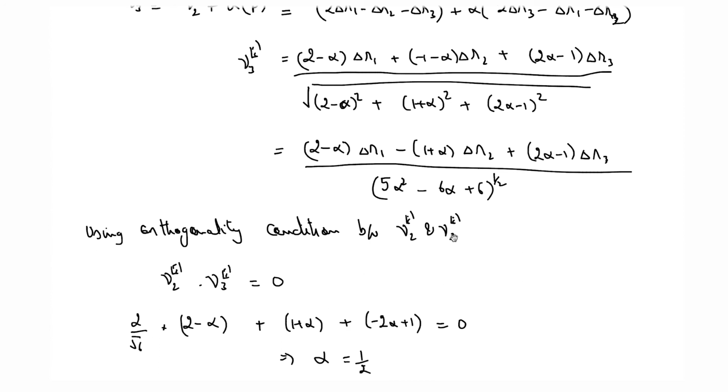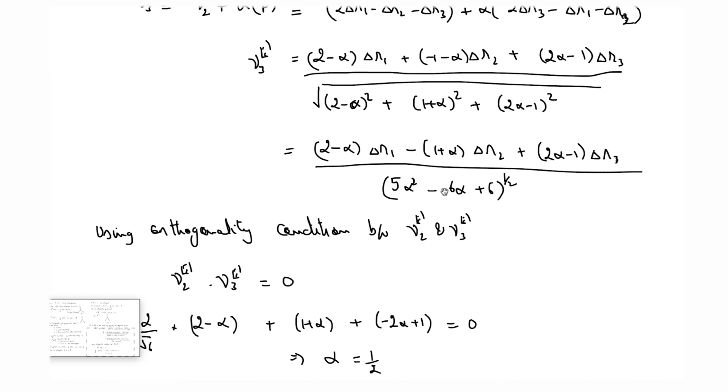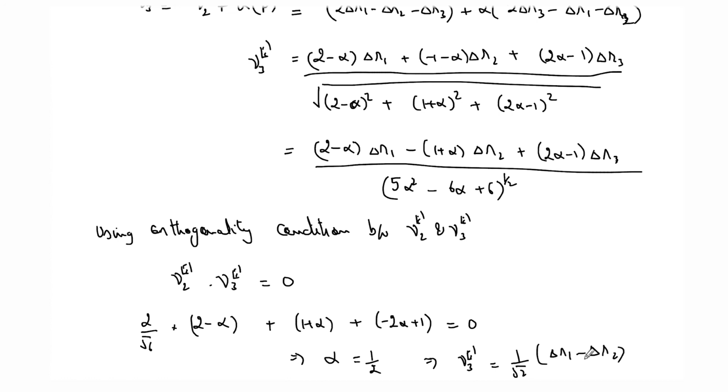Now substituting this value of alpha, I will get a normalized nu3 E prime, which is nothing but 1 by root 2 (delta R1 minus delta R2), right? I'm getting a different form here, but R1, R2, R3 are interchangeable, so it does not really matter whether I'm getting R2 minus R3, R3 minus R2, or R1 minus R3. The point is that one of the bonds is increasing in bond length and another bond is decreasing in bond length, right? So that finishes up visualizing the stretching mode.